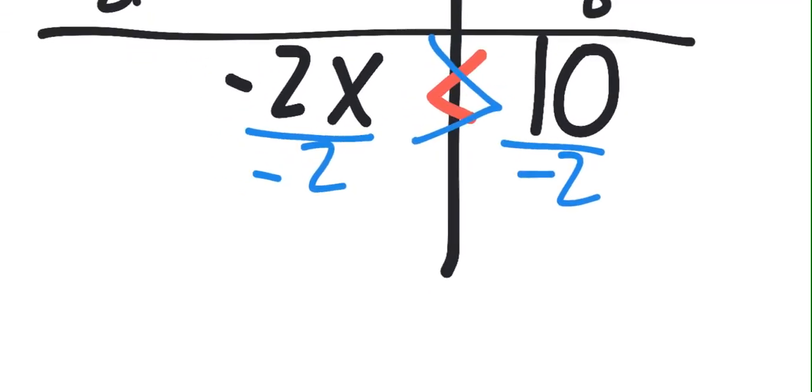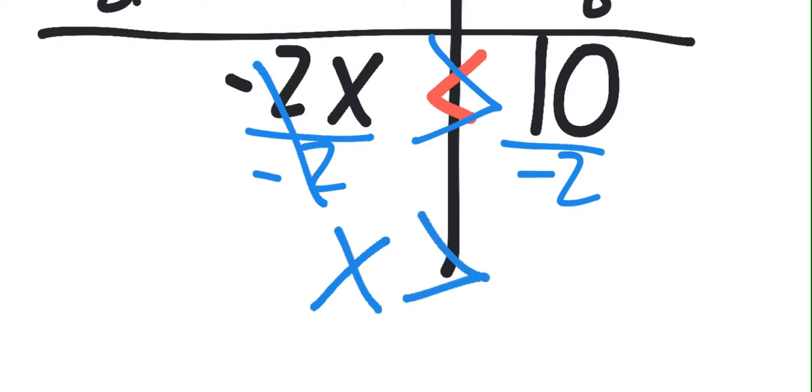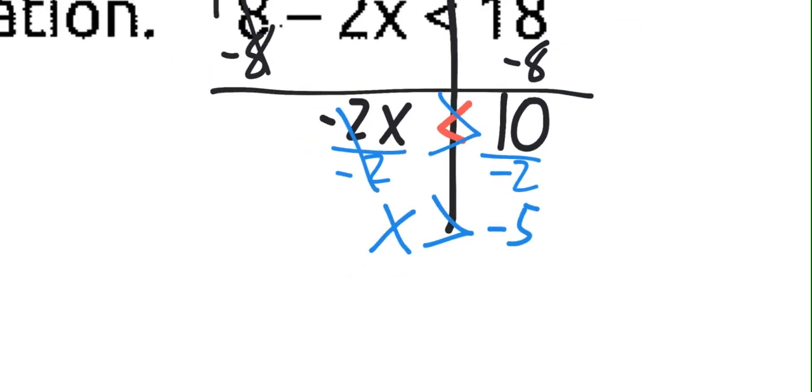So I'm going to rewrite this. These two will cancel. I have x is greater than 10 divided by negative 2, which is going to be negative 5. But now we have to graph this thing. So I'm going to draw out my number line real quick. I'm just going to put negative 5 in the middle.